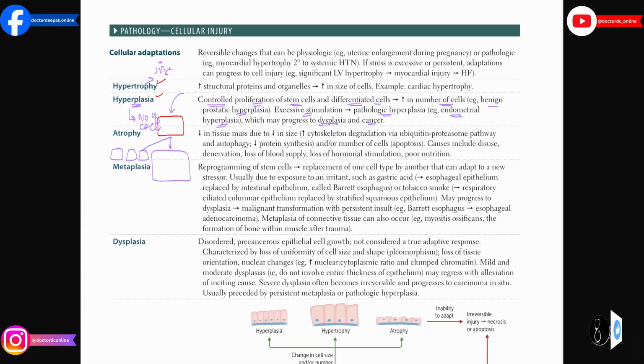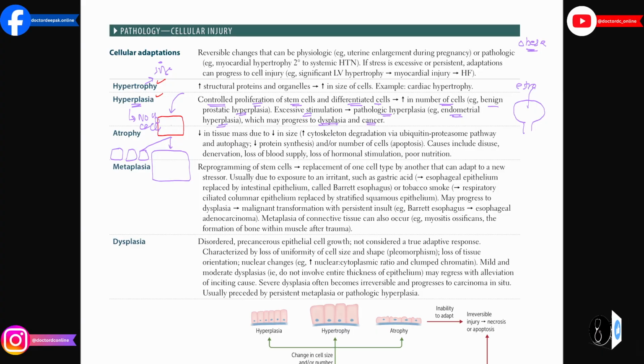So let's take an example. Let's suppose this is the uterus, and we know that on the uterus, estrogen works as a stimulating agent. So let's suppose a female is excessively obese. When a person is obese, more estrogen is produced in the body, and it will go to the uterus and stimulate the uterus. That will lead to increase in number of cells, and that is called endometrial hyperplasia.